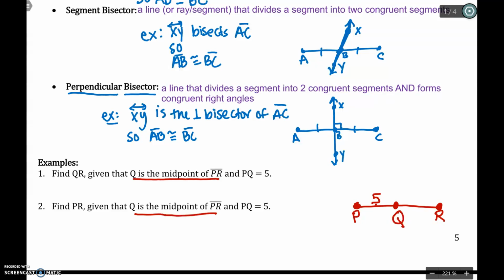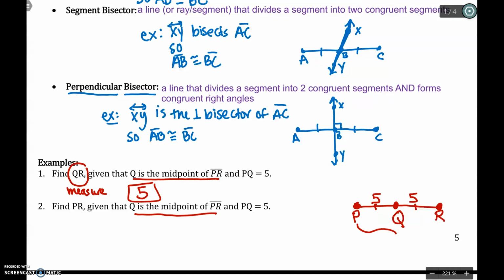Now remember, if it's a midpoint, it's going to divide it into two congruent parts. So both of these smaller sections would be 5. So when they want us to find QR, notice it has no hat on top. That means it's the measure of QR. That means we want a number for an answer. We would get 5.